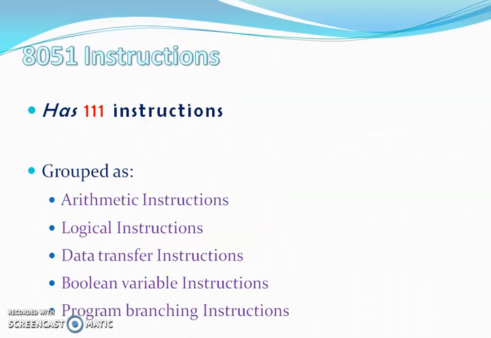And our last slide is an introduction on the grouping of instructions based on the operation each instruction is performing. With regard to 8051 microcontroller, it supports 111 instructions in total. And based on the operation each instruction is performing, we can categorize the entire instruction set into 5 groups: arithmetic instructions, logical instructions, data transfer instructions, Boolean variable instructions, program branching instructions. Now the details of these instructions we will discuss in the next class.